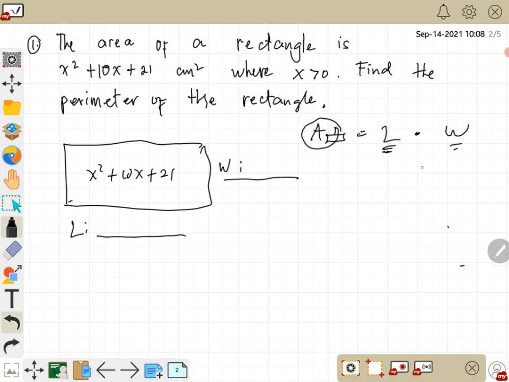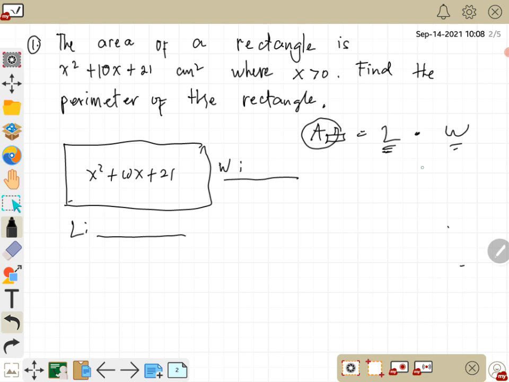Number 2. The area of a square is 4x squared plus 12x plus 9 centimeters square, where x is greater than 0. Find the perimeter of the square. A square has all sides equal, so that is the basic idea we have for a square. Since this is a square, this must also be a perfect square. It's like saying this side times this side must be the same, because the sides should be equal.